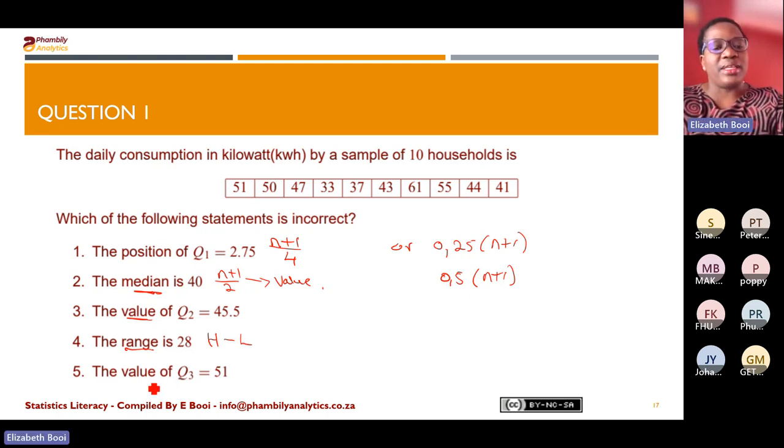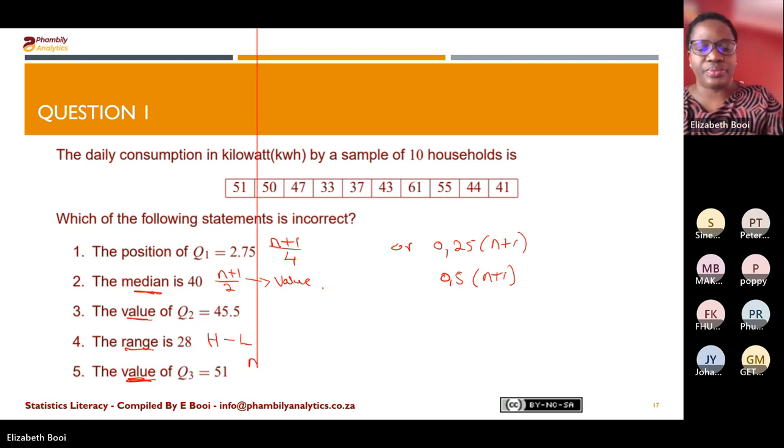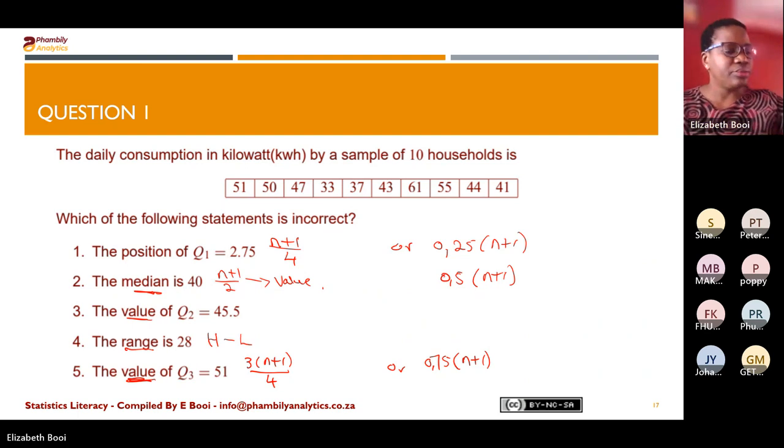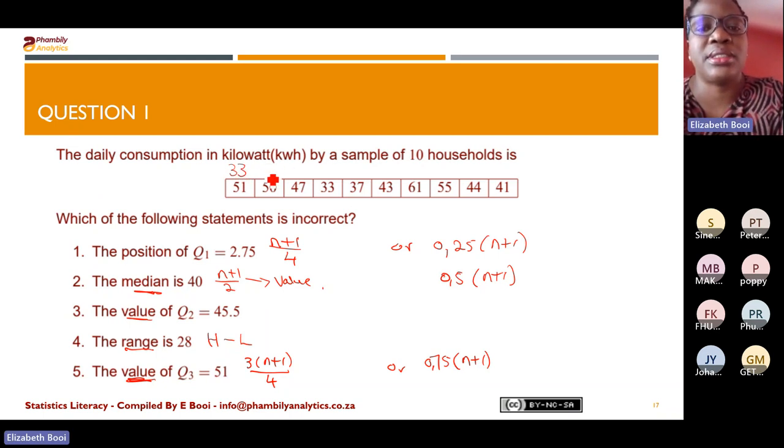The value of quartile 3, they're looking for the value, so we need to first find the position by using 3 times n plus 1 divided by 4, or you can use 0.75 times n plus 1 to find the position. What must you do first before you even go and find the position? What is the first step? Sort the numbers. Let's sort the numbers. I hope you have already started sorting your numbers. I'm going to write the numbers in silence.